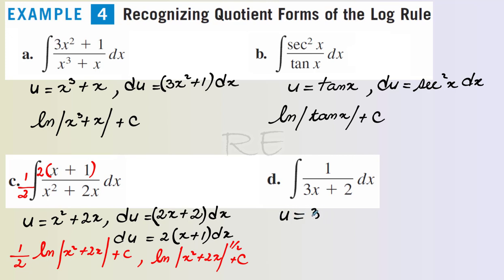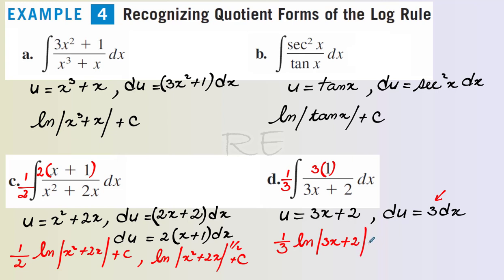If u is equal to 3x plus 2, du is equal to 3 dx. We're going to multiply and divide by 3. Multiply by 3, divide by 3. And the answer is 1/3 ln the absolute value of 3x plus 2 plus c, which can be written as ln the absolute value of 3x plus 2 to the 1/3 plus c.